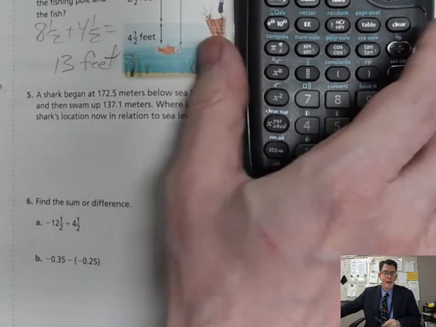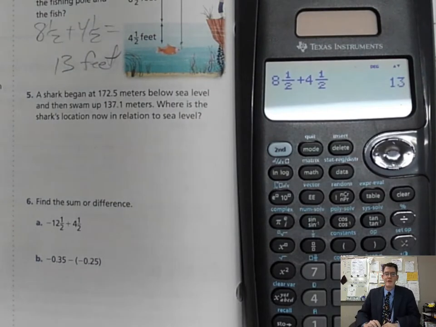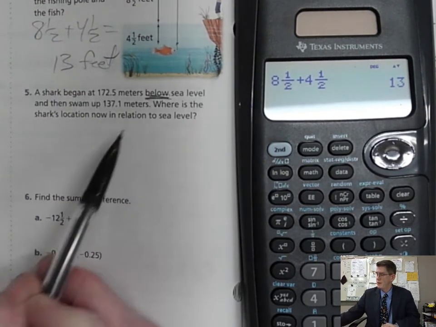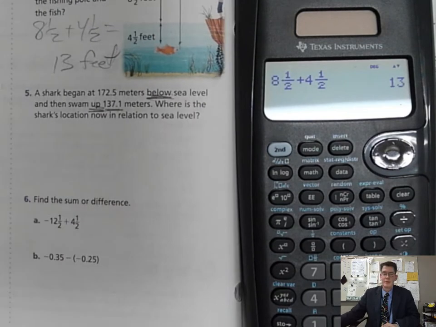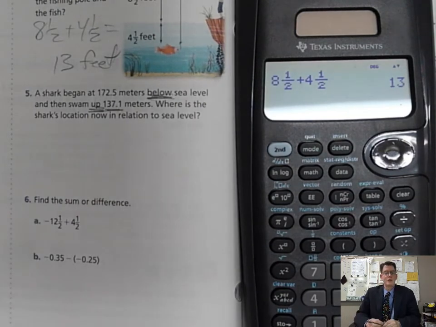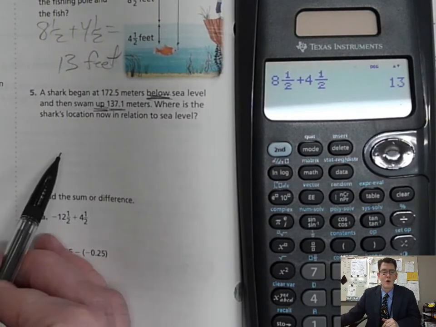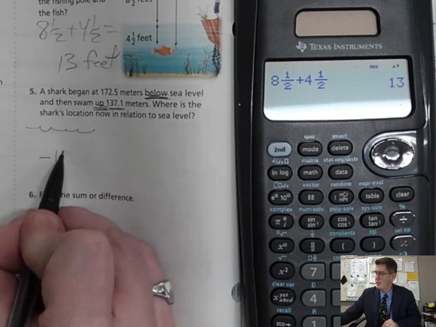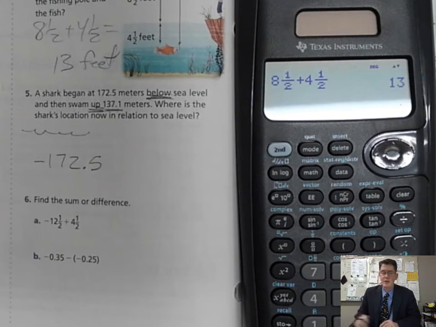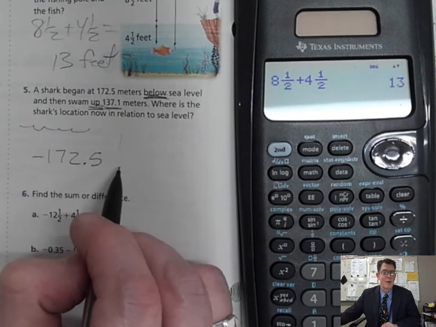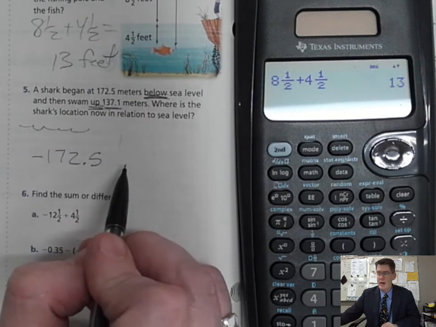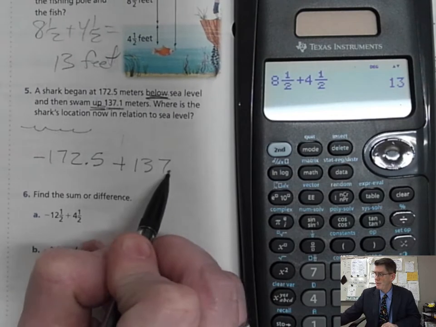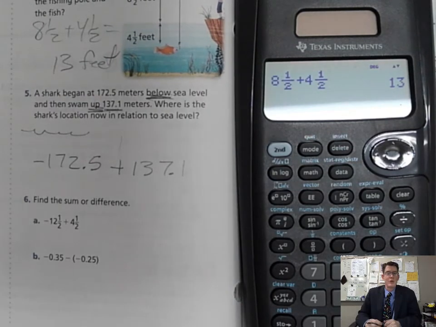Number 5, a shark begins 172.5 meters below sea level and then swam up 137.1 meters. Where is it now, according to sea level? Well, if you think of 172.5 below, hopefully you can think of what number that is. You could draw a picture maybe. It's below, so it's down 172.5 meters. And then if they swam up, if they come up the number line, going up to the right on the number line, you're adding, coming back up 137.1 meters.